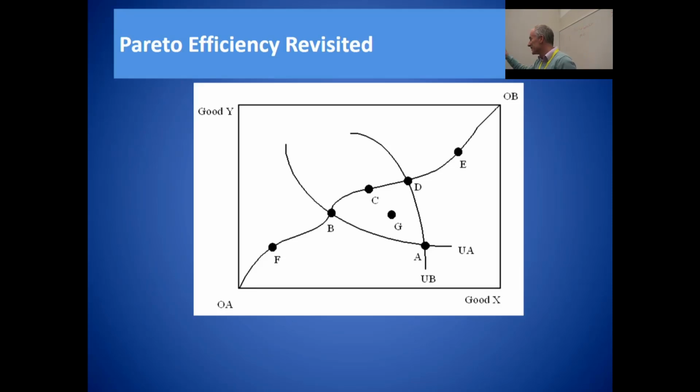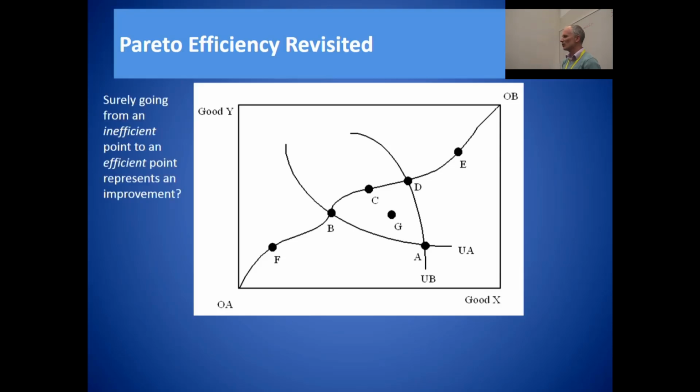This is what we've seen before. That contract curve is the locus of Pareto efficient points. Now, if we're not on the contract curve, it means we're at a Pareto inefficient point. Now, if I were to say to you, you don't know too much about economics, but if you're going to go from an inefficient point to an efficient point, it would represent some sort of improvement. Surely that would represent improvement. When we look at Pareto, though, that's not always the case. I'll explain why.